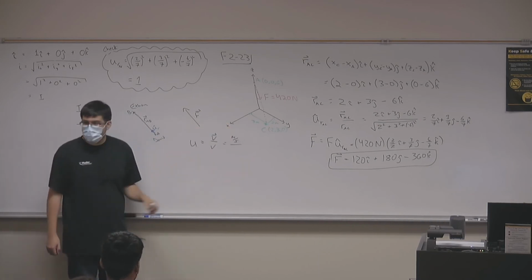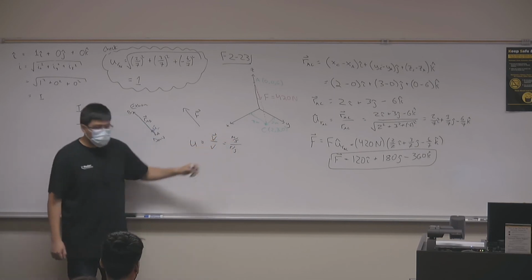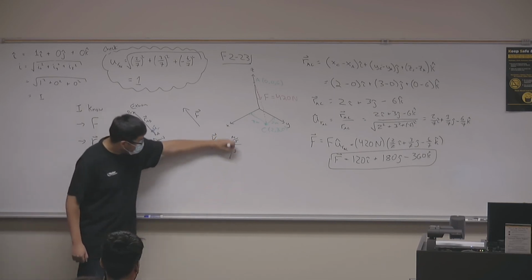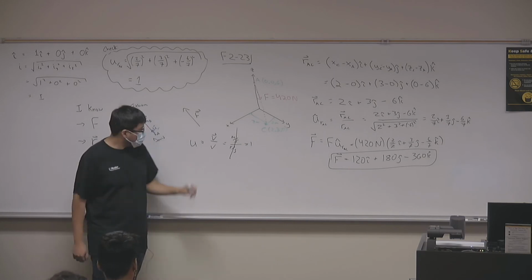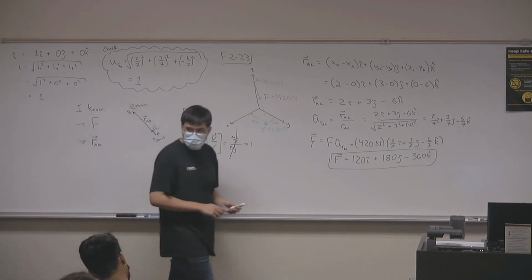What are the units of the magnitude of velocity? Also meters per second. What are the units of the unit vector? Okay, so 1. Dimensionless, right? So my unit vector is a dimensionless quantity. That's a great question, okay?